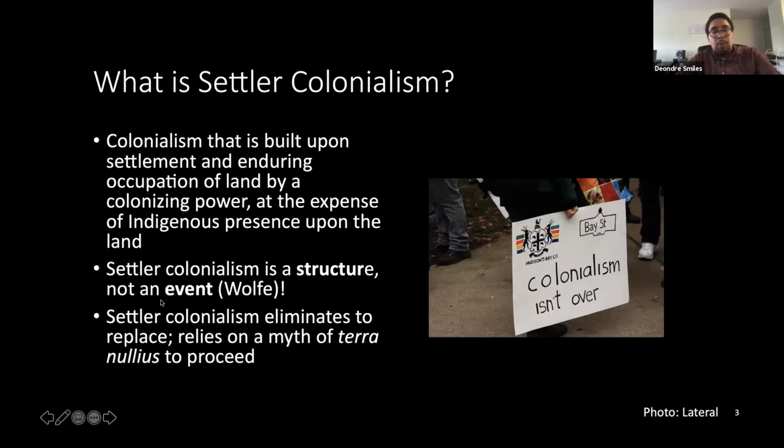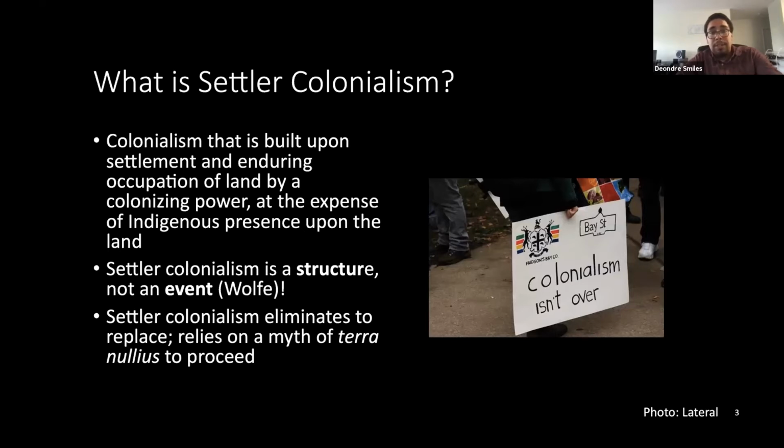The late scholar Patrick Wolfe, who in settler colonial studies is one of the forerunners of the modern field, famously said that settler colonialism is a structure, not an event. He said that because while there is a beginning to colonization, there is no point in settler colonial logics where colonization is meant to end. There is no point where the settler colony says, okay, we've gotten what we need, we can pack up and go back to Europe. Settler colonialism is instead structurally constructed in order to endure and to permanently occupy the space. It does so by eliminating in the pursuit of replacements, and it relies on a myth of terra nullius to proceed.